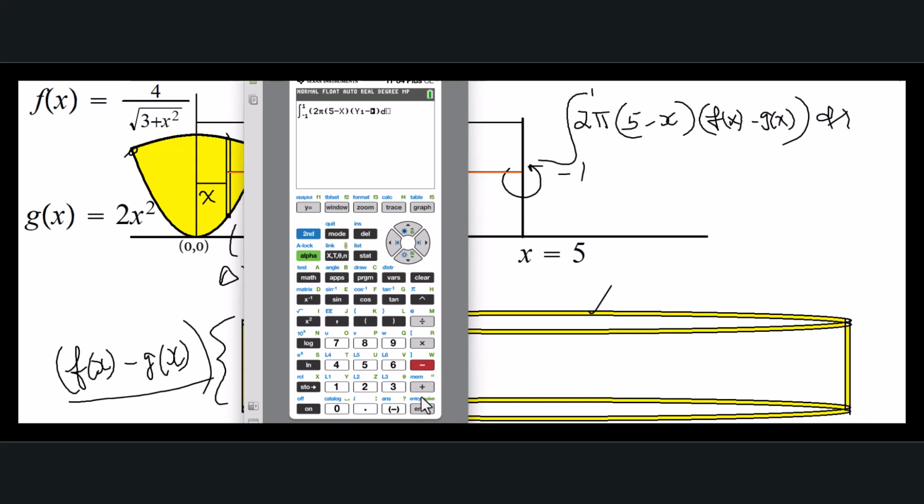So y1 minus y2, and we close the parentheses, and then we are integrating with respect to x. So this should give us the volume. One moment, we have to put another parenthesis here. Okay, so 96.1678 units is approximately the volume that we had to find.